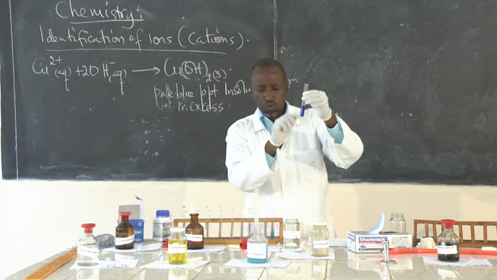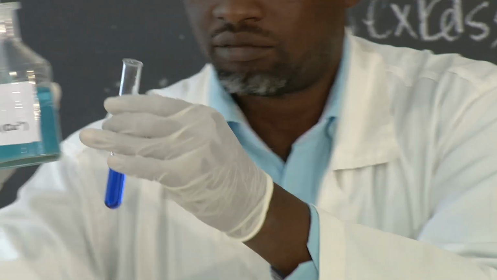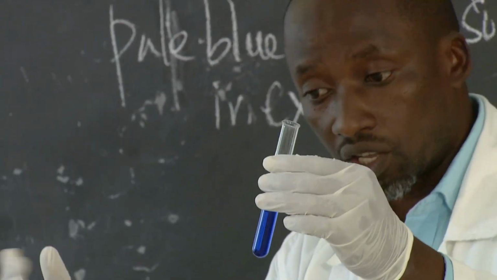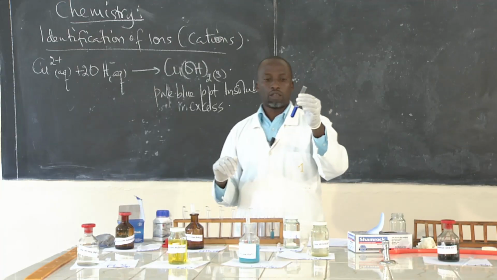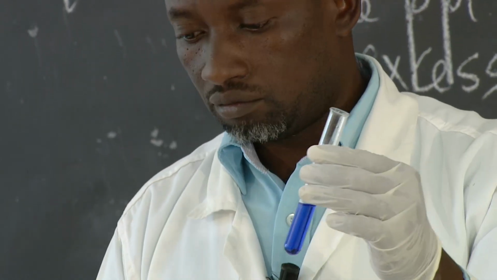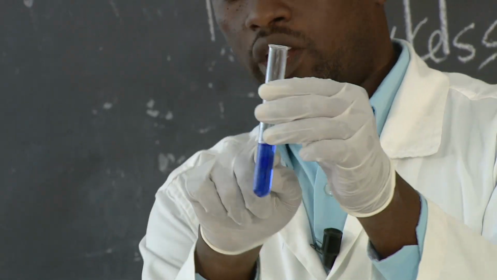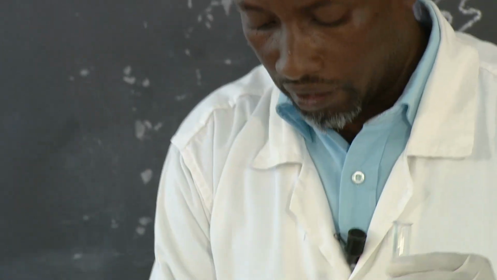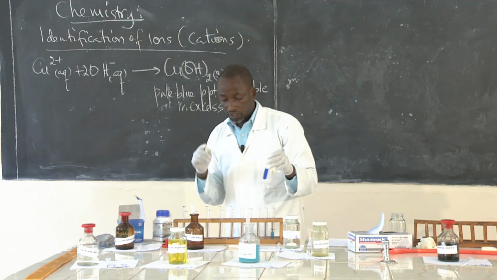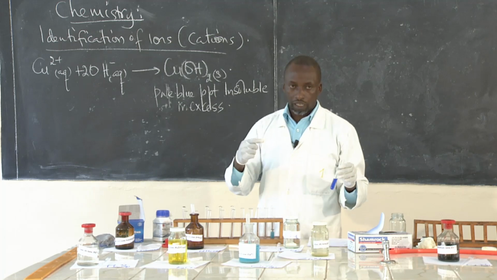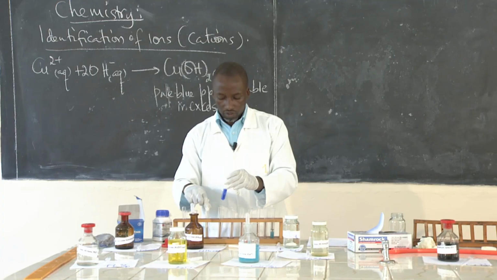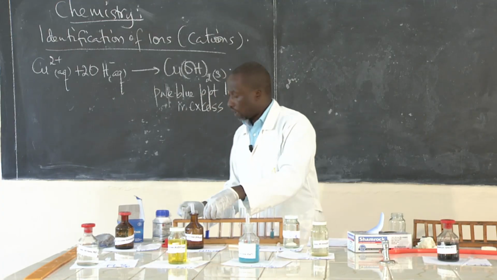So this is deep blue. This is pale blue. Some people sometimes call it sky blue, but we don't have sky blue as a color in chemistry. So that's why I call it pale blue, light blue. So in excess ammonia, this is what happens. Deep blue solution. But remember, it first formed the blue precipitate, which dissolves to form a deep blue solution. So that is what happened.